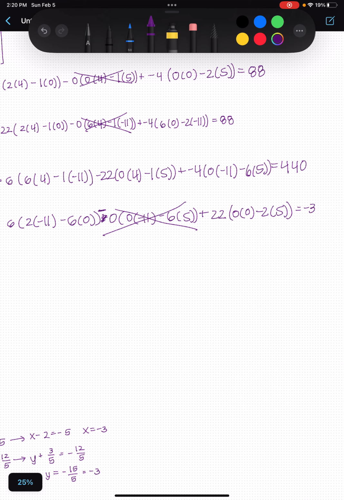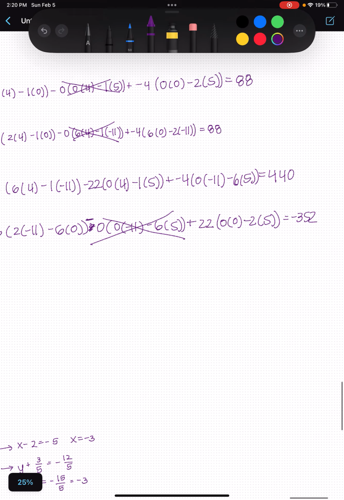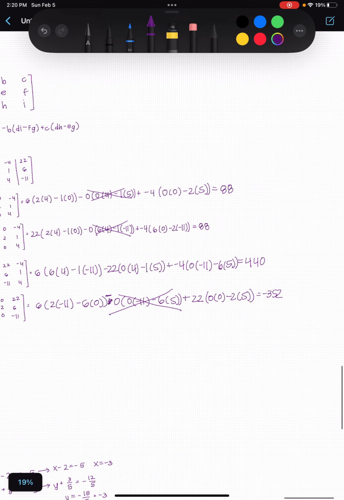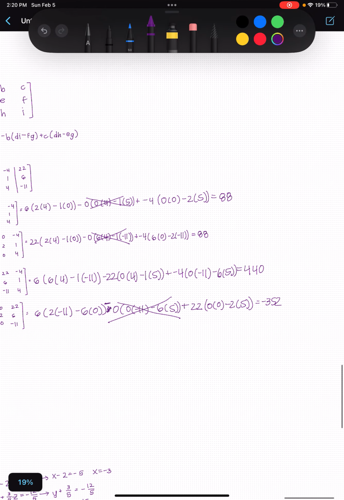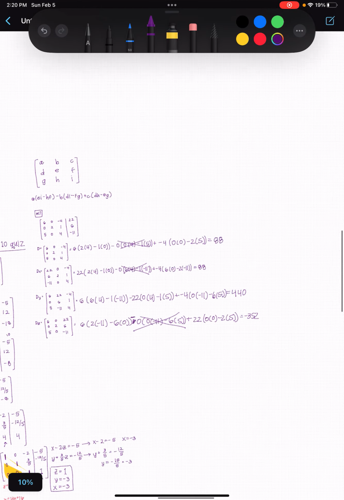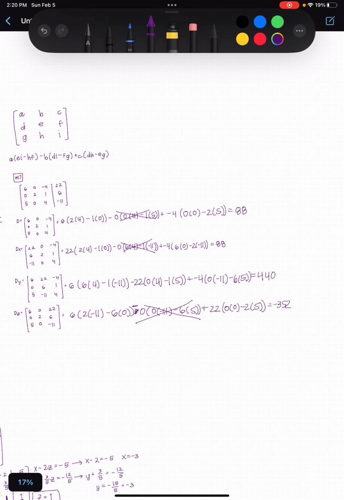Negative 352. Okay, so obviously that took a little bit of time and I screwed something up, but these numbers should work out now. So now, in order to find x, y, and z: x is equal to dx over d, y is equal to dy over d, and z is equal to dz over d. Now, good news, we already have those numbers.